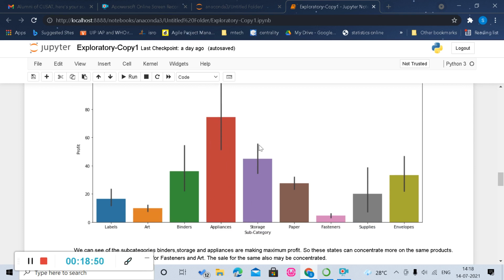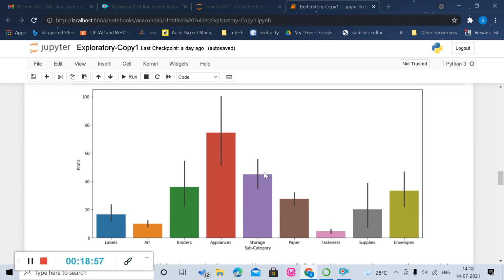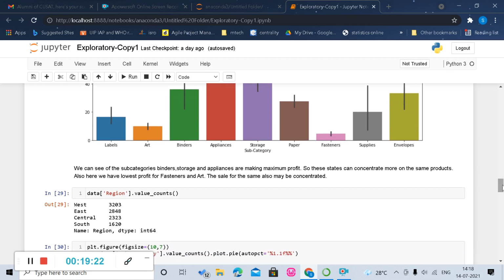appliances, storage. These are the first two subcategories having the highest profit. So we have taken the state where sales and profit are much higher, and the category and subcategory which stand first in profit and sales. Of those filtered values, we have done a bar plot and found that appliances and storage stand in first place. So that is the analysis done here. These states can concentrate more on the same products.